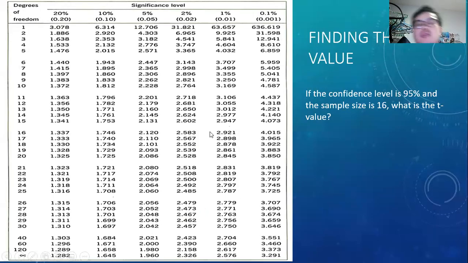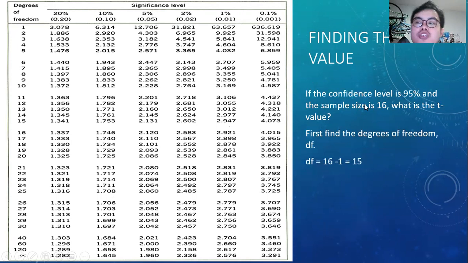Now we're going to find the t value. If the confidence level is 95% and the sample size is 16, what is the t value? The givens are the confidence level, 95%, and the sample size, 16. First, we're going to find the degrees of freedom. We subtract 1 from 16, which is 15.